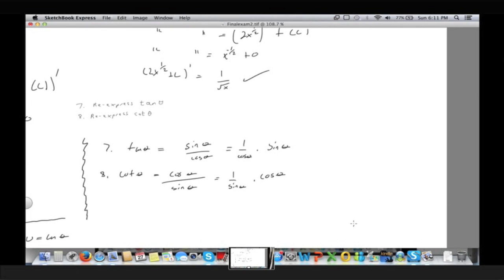Okay, and this was some review of some stuff we talked about last time, how we could rewrite tangent and cotangent. So we have to have that memorized. It looks like you did both of those correctly. Okay, so those were the problems?